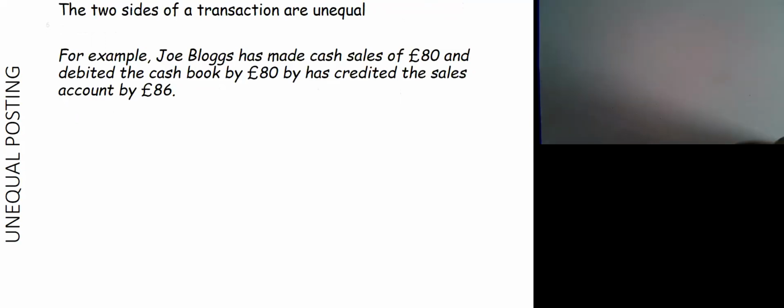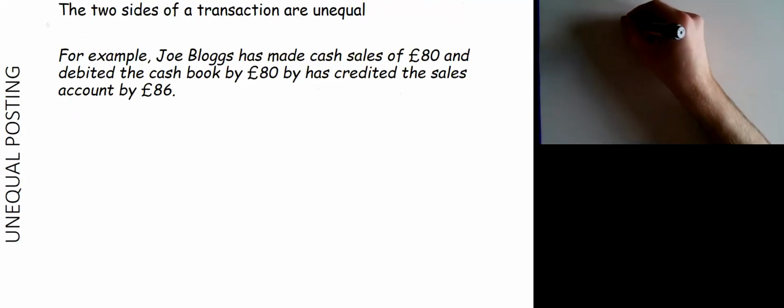And the last one, unequal posting. This is just a more generalized version of transposition. So the two sides of a transaction are unequal. So for example, Joe Bloggs has made cash sales of £80 and debited the cash book by 80 and credited the sales by 86. So this is how it looks.